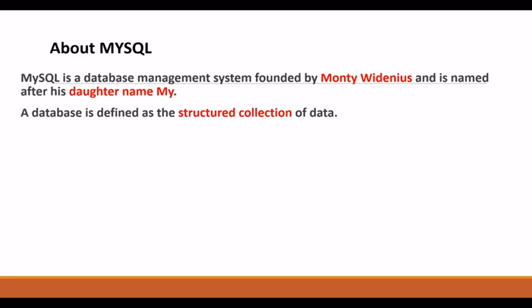So we know what a database is. We have already dealt with the topic of database. It is defined as a structured collection of data. A lot of data collected together is known as a structured collection. For example, in the gallery we have many photos, or we may have many videos. Such a collection is known as a structured collection. So a database is such a structured collection of data.